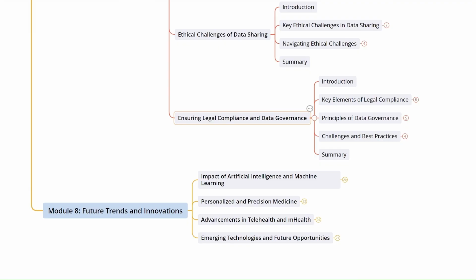Through this module, students will develop a comprehensive understanding of the ethical and legal considerations essential to responsible health informatics practice. They will learn how to balance innovation with respect for individual rights and how to develop policies that protect patient privacy while enabling the potential benefits of digital health. Mastery of these principles is fundamental for fostering trust, ensuring compliance, and advancing ethical standards in the rapidly evolving world of health information technology.